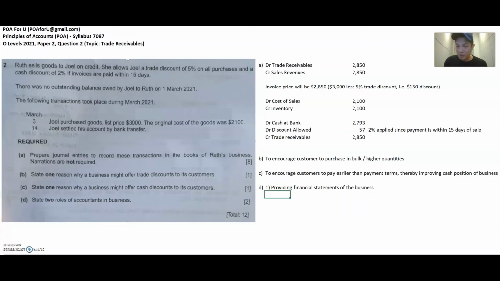But I think quite importantly, when you start to look at trends in the financial statements, you can then make recommendations to the business owners or even shareholders on how to improve those positions. So the second one is to make recommendations to improve financial positions or performance in the business.